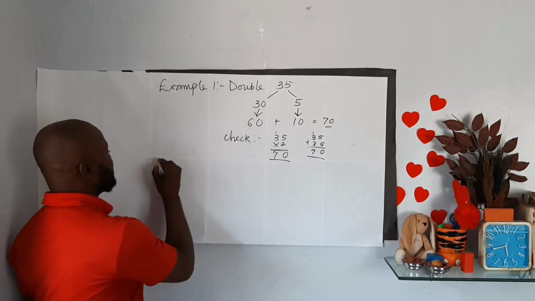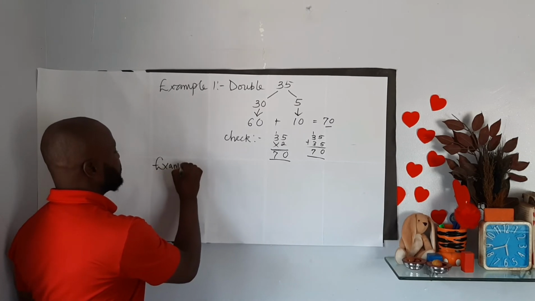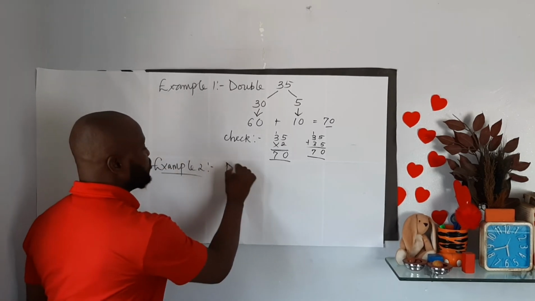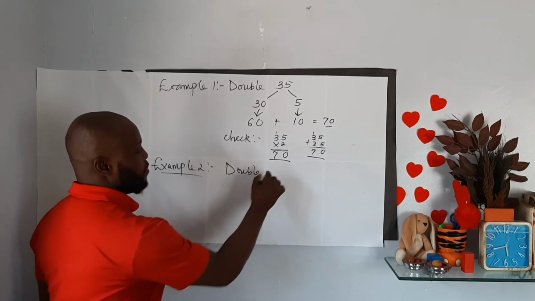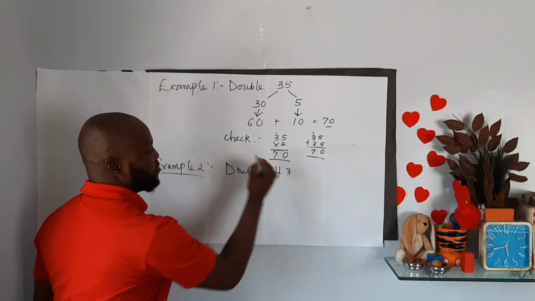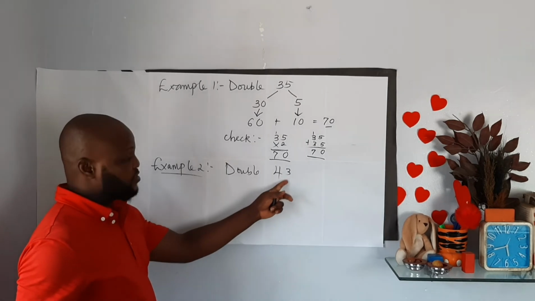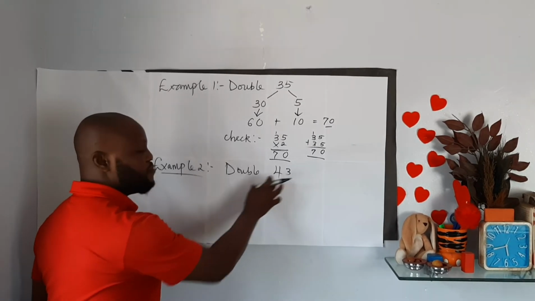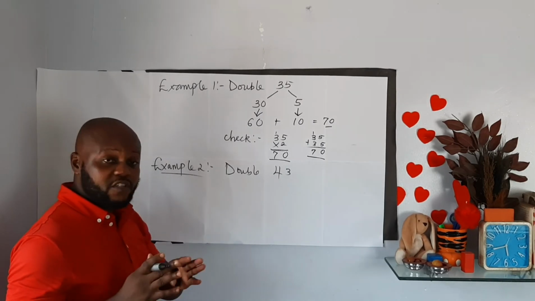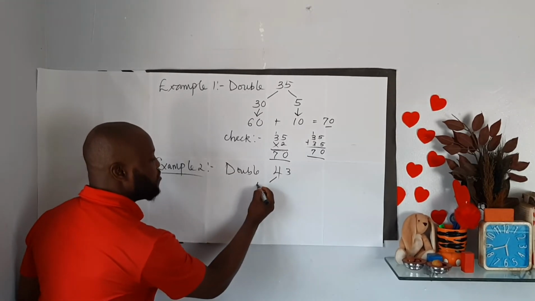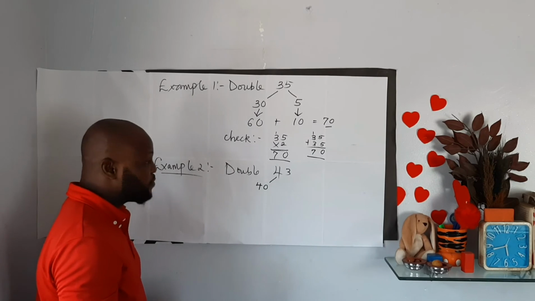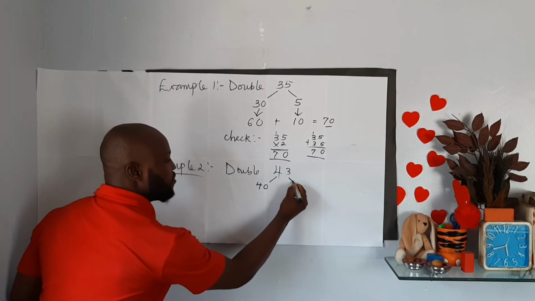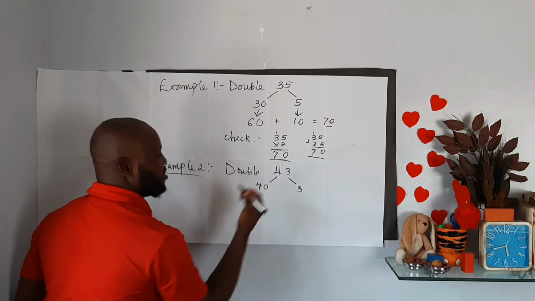So I'll go with the second example. Example 2. Double 43. I know that 43 is an odd number. So I'm going to partition 43 based on the place value of each digit. Here I have 4 tens, which is 40. That is 4 lots of 10 or 10 lots of 4. Then I also have 3 ones, which is something as 3.